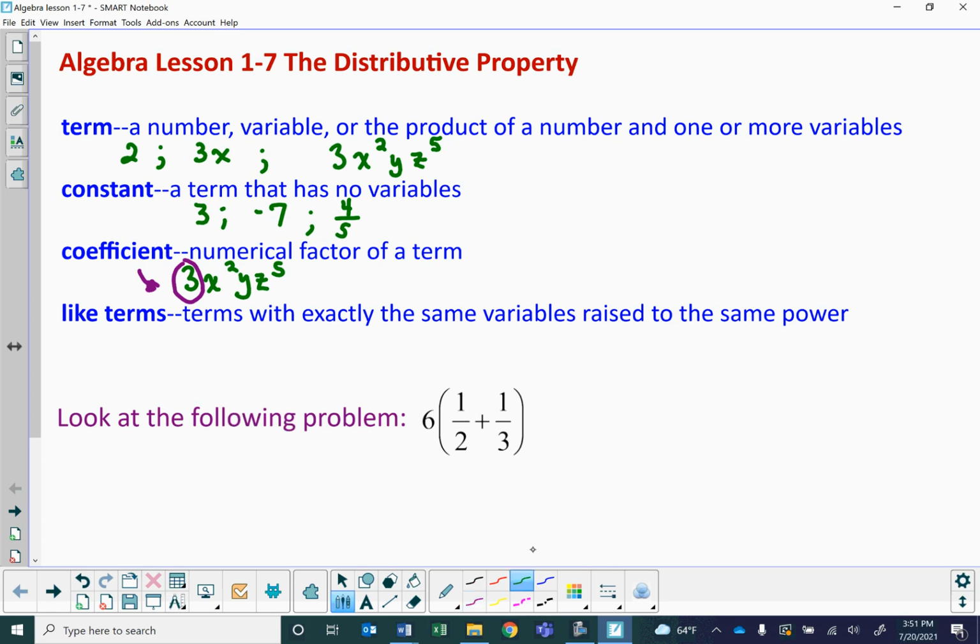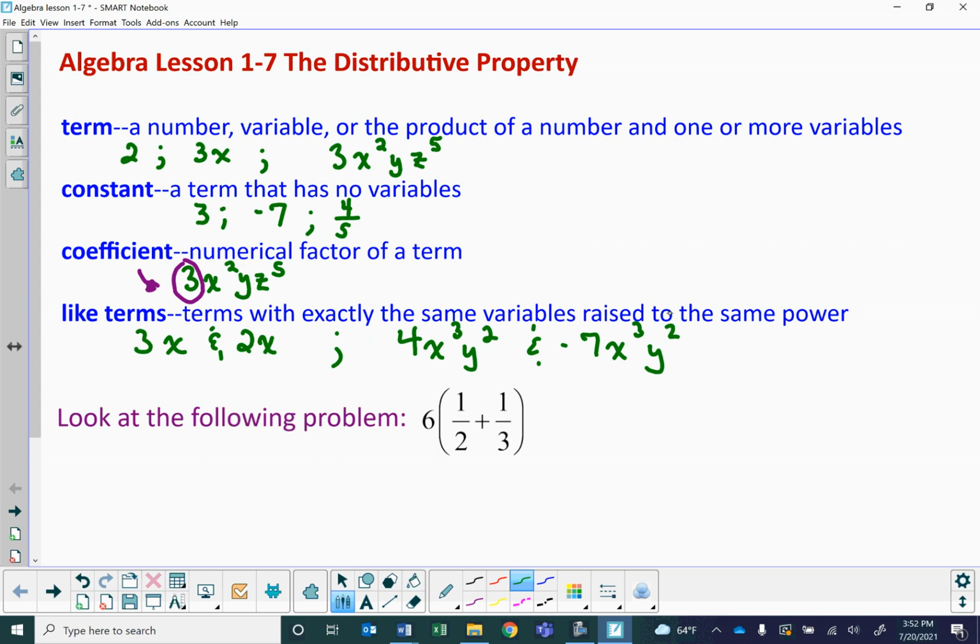Like terms are terms with exactly the same variables raised to the same power. So for example, 3x and 2x are like terms, so they can be combined. It's like saying 3 apples and 2 apples. 4x to the 3rd y squared and -7x to the 3rd y squared are also like terms because you have the same variables x and y raised to the same power, 3 and 2.